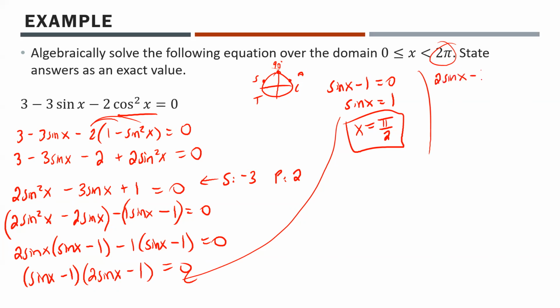The other one is this 2 sine x minus 1. 2 sine x minus 1 equals 0. Add 1, divide by 2. We have sine x equals 1/2. And that's just like the one we saw on the other slide. Actually, it's the same thing I just put here. I wasn't even thinking.